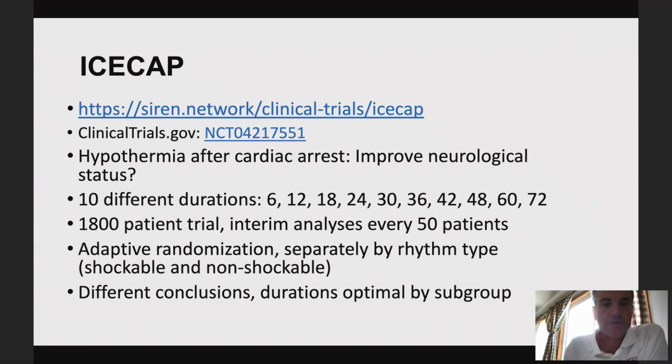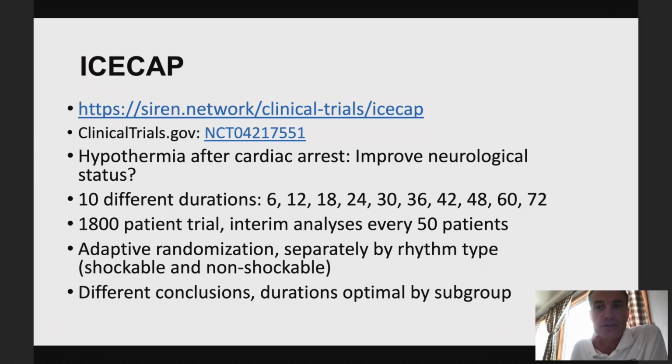ICECAP is a trial funded by the NIH. It is a trial for individuals that suffer cardiac arrest. They're resuscitated, they're brought to the emergency room, to the hospital. The idea is that hypothermia, putting that patient in a hypothermic state, may improve their neurological status. You slow down the cascade that happens with heat, and it may improve these patients.